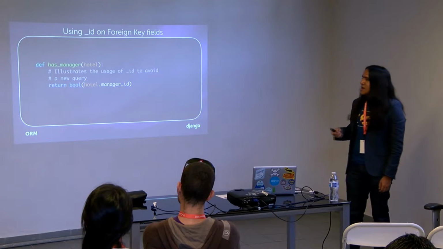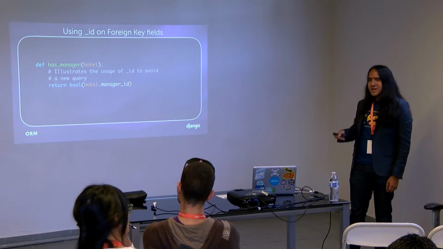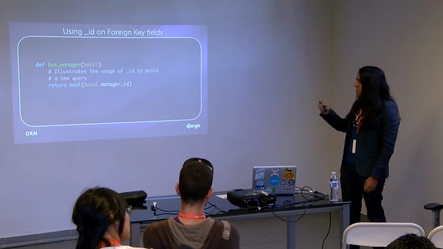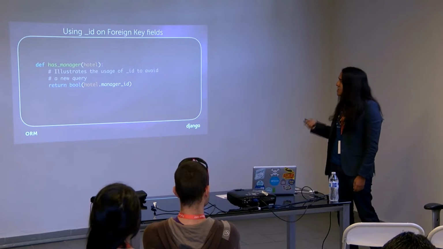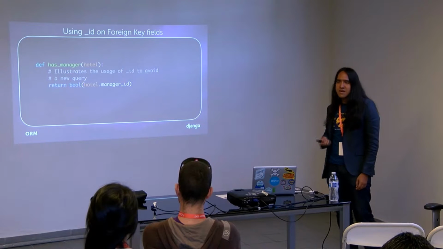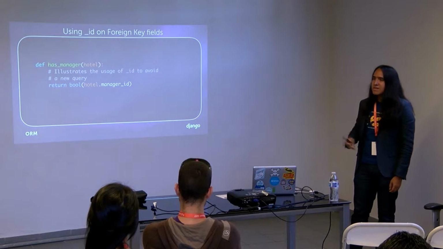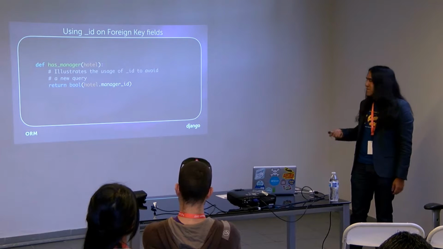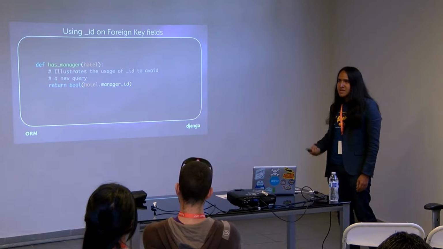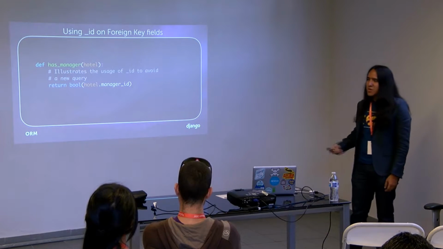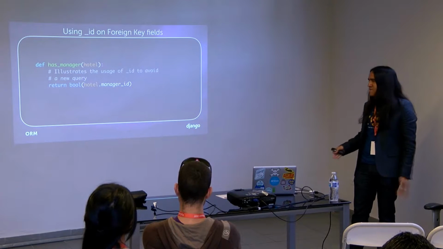It's more like a virtual field in a way. This is why instances will automatically get a foreign key field name underscore ID attribute, which you can then use to quickly check if this instance has this foreign key. So in this case, I can do hotel.manager_id and easily check if it has a manager without making any queries at all.